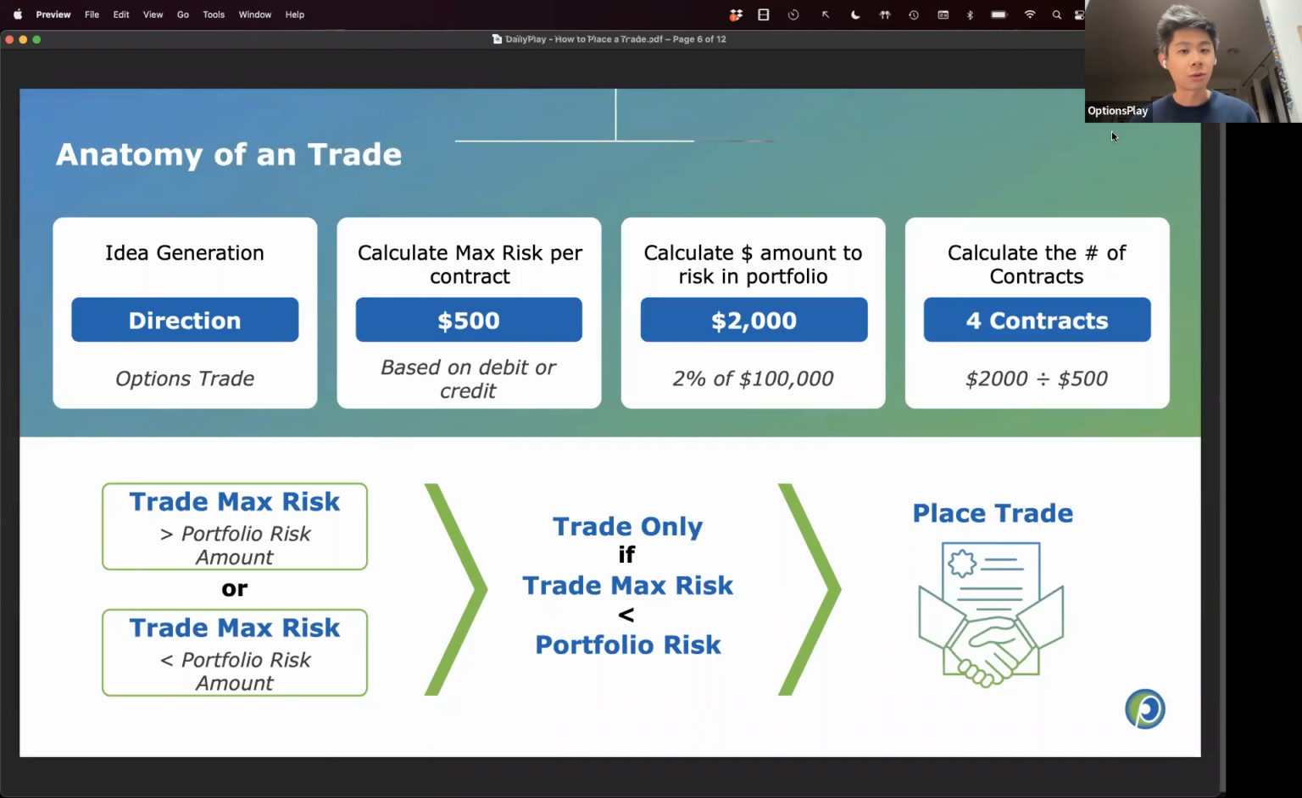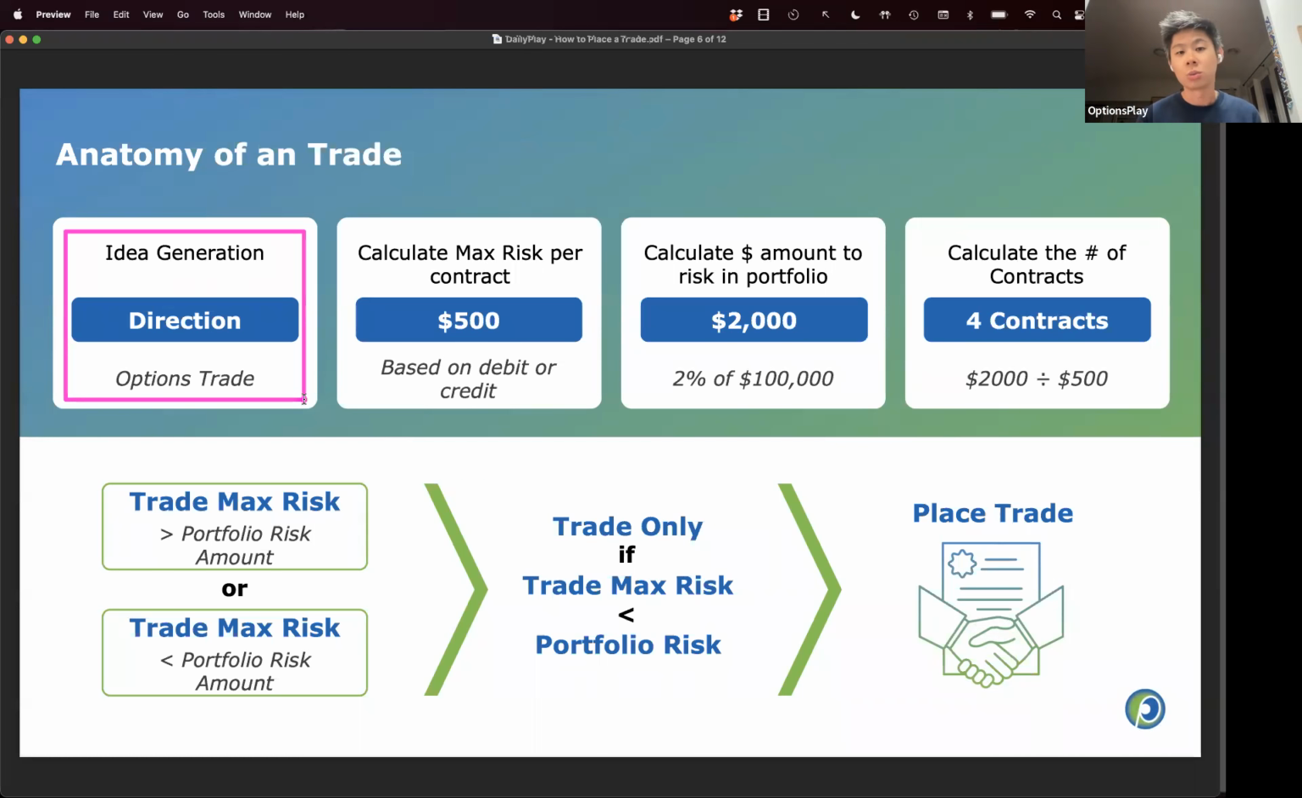So I want to walk you through just the anatomy of a trade and how a trader would go about thinking whether or not an idea that comes across your desk is worth taking. And it really all comes down to risk management and the set of rules. So the first thing I'm going to talk about here is simply idea generation. You have an idea of an underlying stock, you have a directional view, and perhaps you have an options trade in mind in order to leverage that directional view.